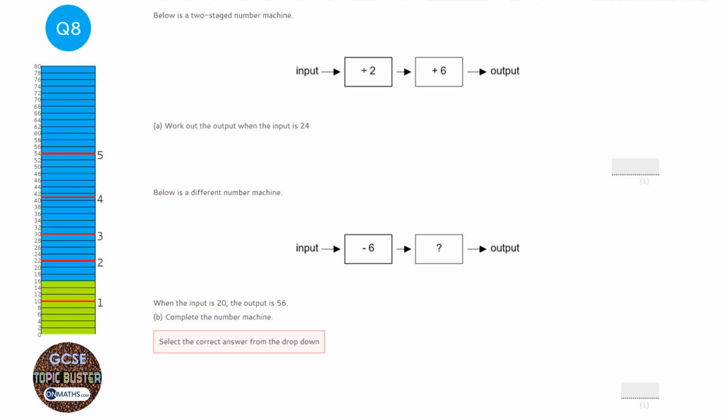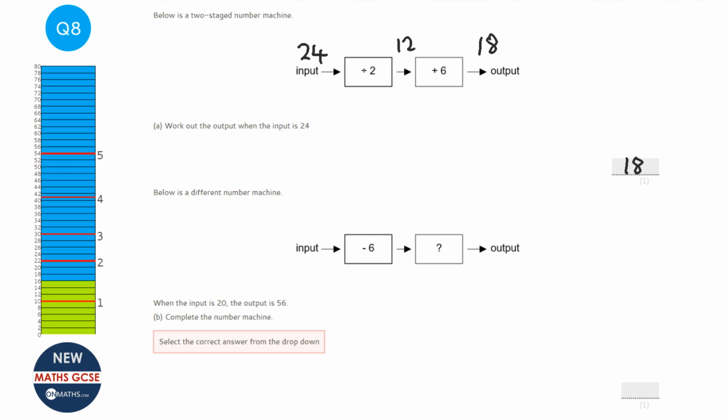Otherwise, let's get started. So we've got a machine here that we input a number, it divides by 2, then adds 6, and then we get an output. It says work out the output when the input is 24. So we've got 24 here. The machine is going to divide it by 2, so that's going to be 12. And then we're going to add 6, which is going to be 18. The answer is going to be 18.